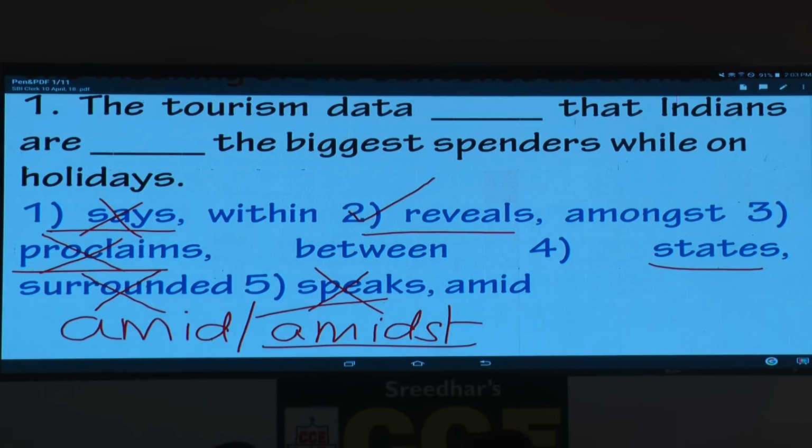1, 2, 3, 4, about 4 or 5 students. But if you go to the US, you'll be shocked to know, after the automobile industry, after information technology, the third biggest industry in the US is the yoga industry. They're so crazy about yoga.